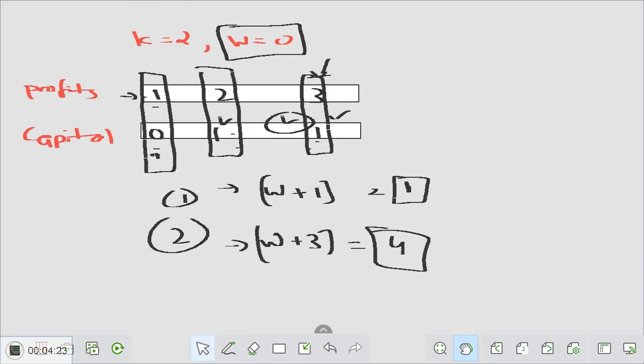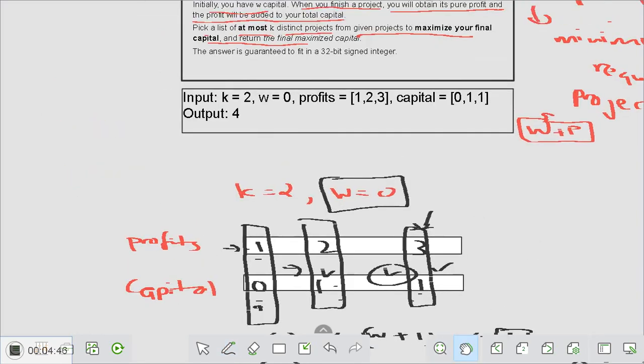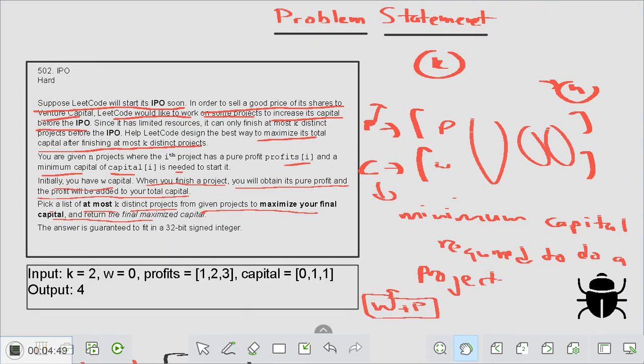Why 4? Why can't I do this other project? Because I have done two projects, and the maximum number of projects allowed is 2. So 4 is going to be our answer, and the output is going to be 4. This is all about the problem statement. I hope you got a clear understanding of what the problem is actually saying. So let me move to the solution.